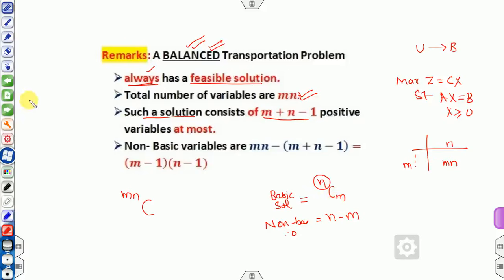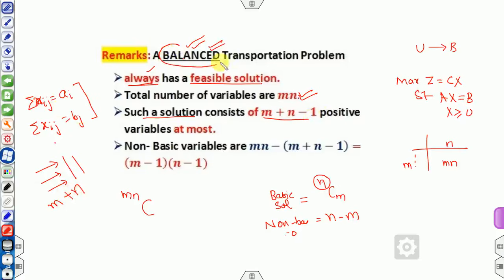Look at this here. The sum of xij is ai, and the second sum is bj, and since it is a balanced one, what is the total number of constraints? There are m rows and n columns, so the total number of constraints is this. But why do we subtract 1? Because there is one more condition, that the problem is balanced. What is the meaning of balance? The sum of ai is equal to the sum of bj, which is one additional condition, so that's why it is m plus n minus 1.